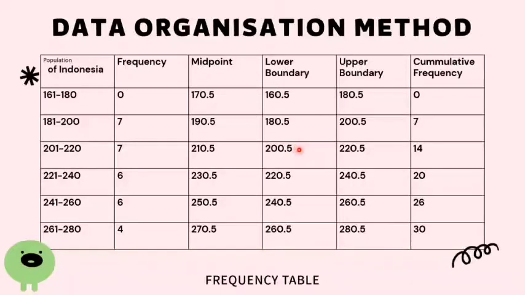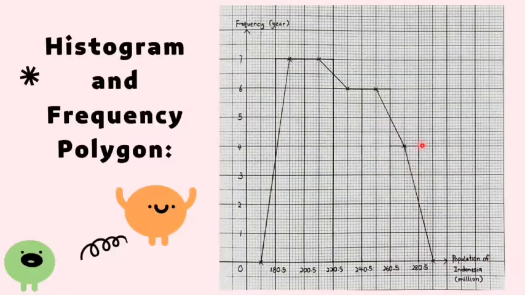Okay, now we are going to talk about the population of Indonesia. This is the frequency table of the population of Indonesia. To draw the frequency polygon, we need the frequency data and the midpoint data. While to draw the histogram, we need frequency data, lower boundary and upper boundary data. Next, to draw the ogive graph, we need upper boundary and cumulative frequency data. This is the histogram and frequency polygon of the population of Indonesia. This line is the frequency polygon, while this rectangle is the histogram.